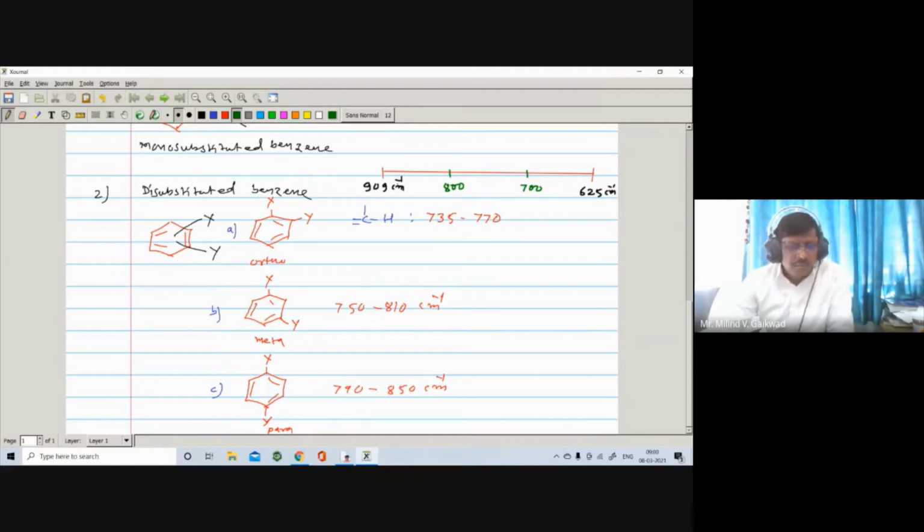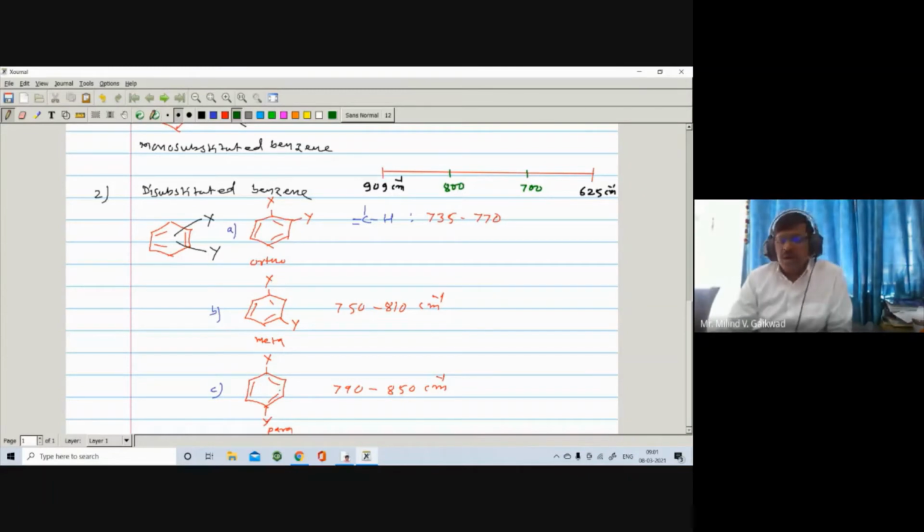Even if you don't remember these values, no problem, because all these values will be given in your question paper. When you get the question paper, you will also get a sheet containing all these values. But if you read them, you will remember most of the values. Even if you don't remember a particular value, if you have the range of the spectra, you can say there may be the presence or absence of a particular group. So these are some bands which will appear in the aromatic region.